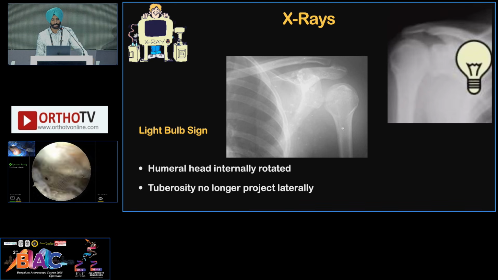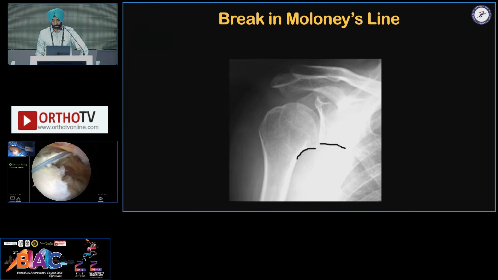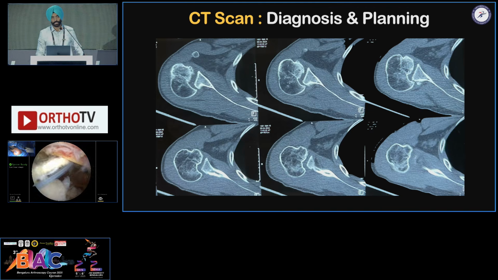So investigations, X-rays are very important, and you need to look through the X-rays, stare at those X-rays, and there can be something called a light bulb sign or a vacant glenoid sign. So the humeral head is internally rotated in it, and always try to look at this. And if you have some suspicion of it, always try to get a CT scan. So never hesitate to do a CT scan, because it will help you in diagnosing and planning about the future management of this problem.